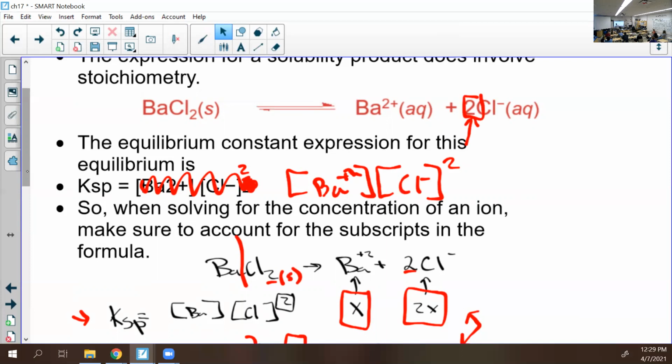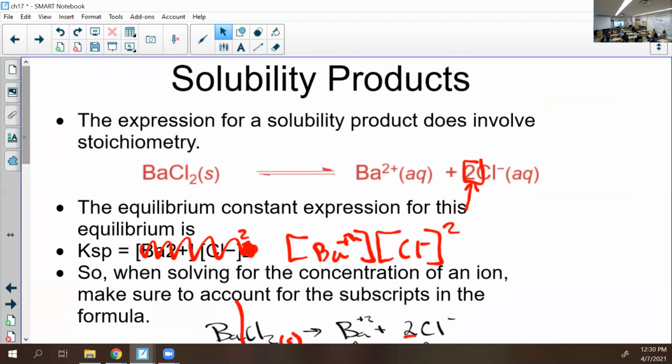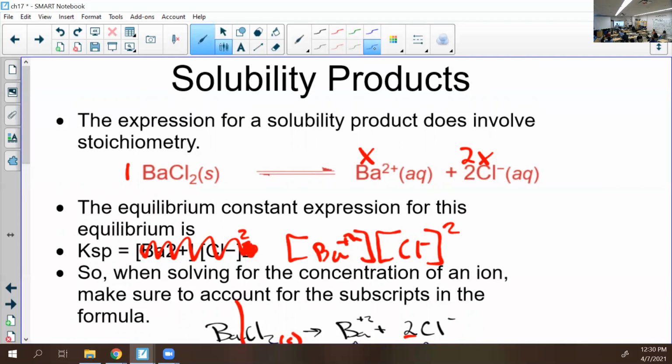So when solving for the concentration of an ion, make sure to account for the subscripts in the formula. And this is where it gets sort of tricky. Just stick with me for a second. We got a 1 and a 2, right? If I say that this is an x, what is this? Don't say squared yet. This is just 2x, right? So one would be x and one would be twice the value of x. Okay, now watch. If these were x's and they were equal to the concentrations, I now just put them in here and I say x is what Ba would be.